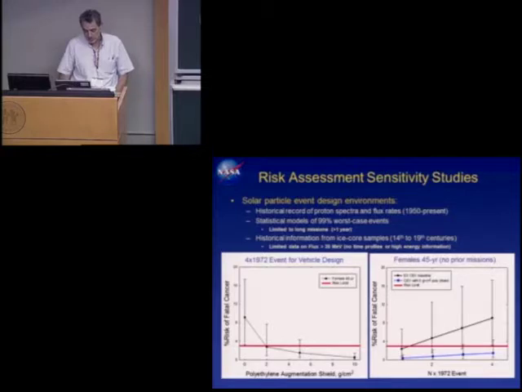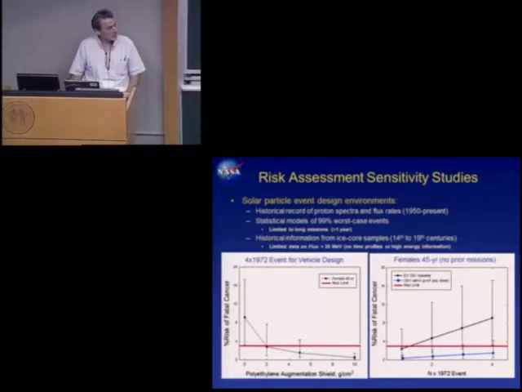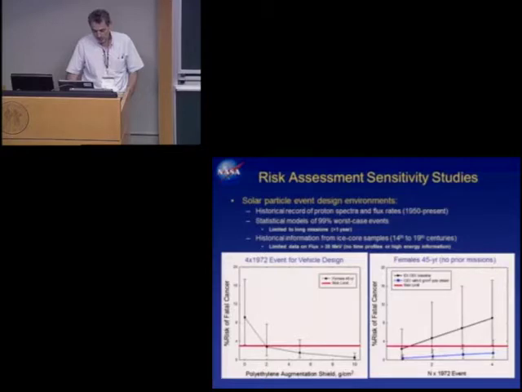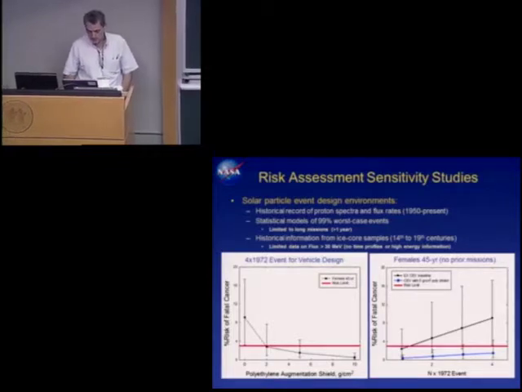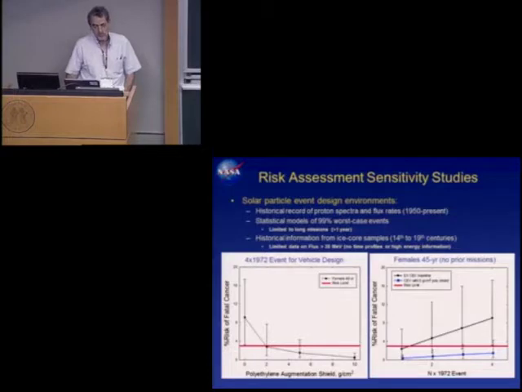It's just some more examples of that design: 4 times the 72 event versus how much augmentation of polyethylene you would put inside the capsule. As little as 2 grams got you below the risk limit, but not at the 95% confidence interval. But with about 6 to 8 grams of polyethylene, you were below that cancer limit for 4 times larger than the biggest event we knew about. Is that just for SPE? Yeah, this is for the SPE problem.